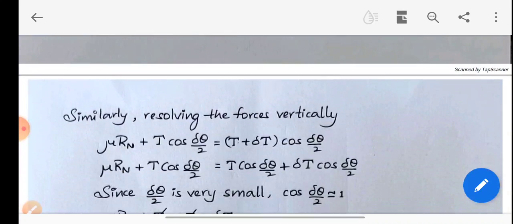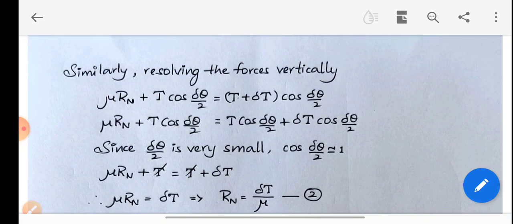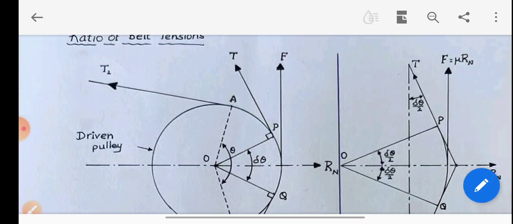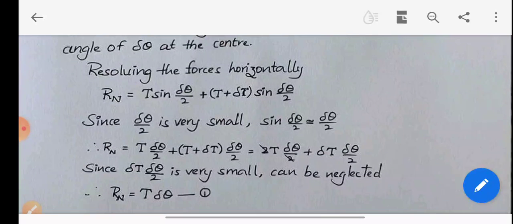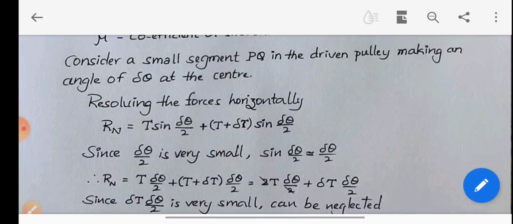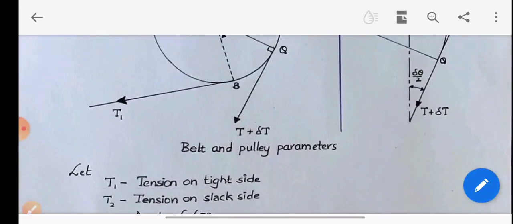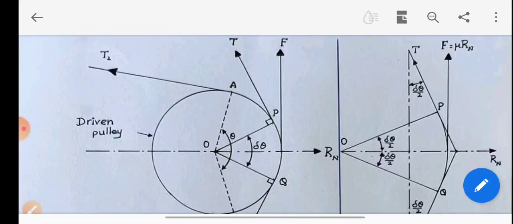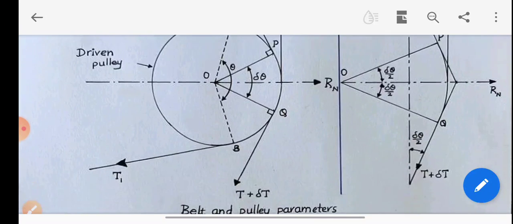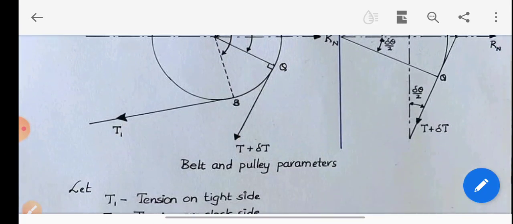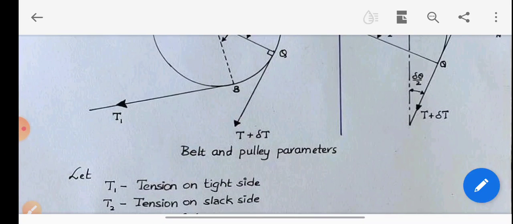Similarly, we have to resolve the forces vertically in the same manner. In the vertical component, you can see the force is F, that is the friction force, which is equal to mu Rn. So this mu Rn, that is F. The direction of T and T plus delta T is different. T is acting in the direction of F and T plus delta T in the opposite direction of F.